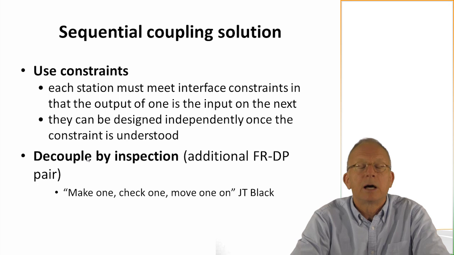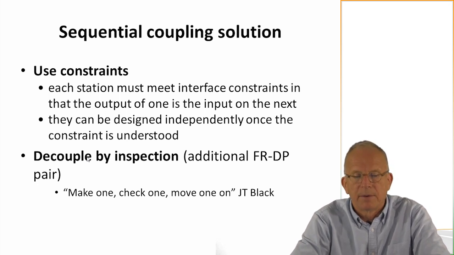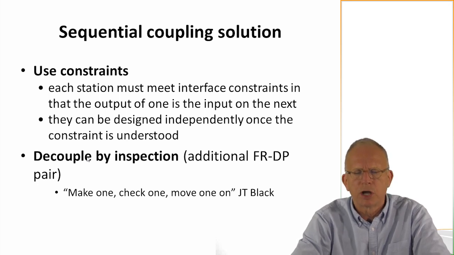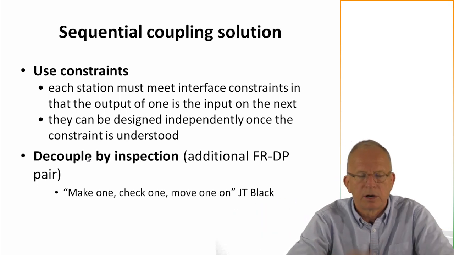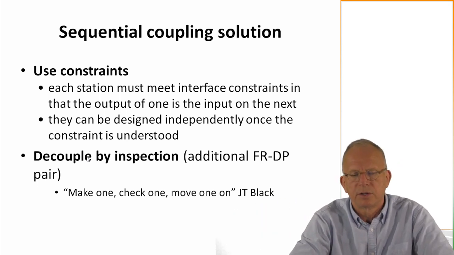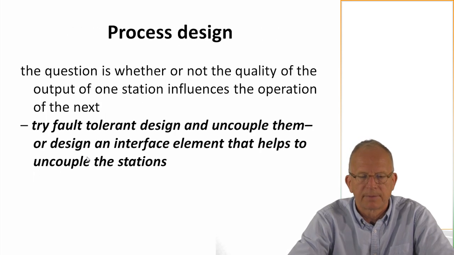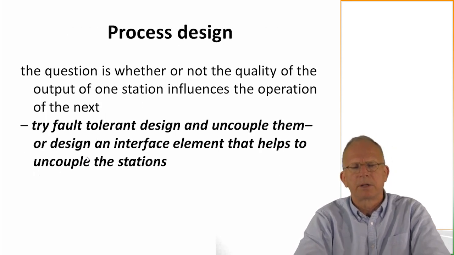Another is to decouple by inspection. So here you need an additional FR-DP pair. This is captured in Jay Black's dictum for manufacturing: make one, check one, move one on. So you don't move it on until you're sure that it has been successful. So that's a way of decoupling this.